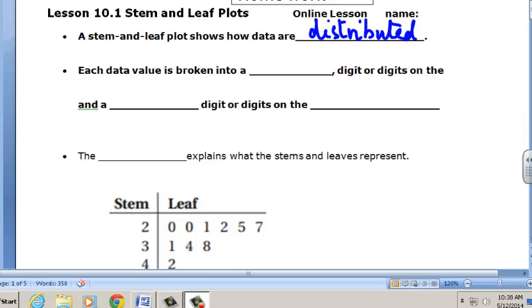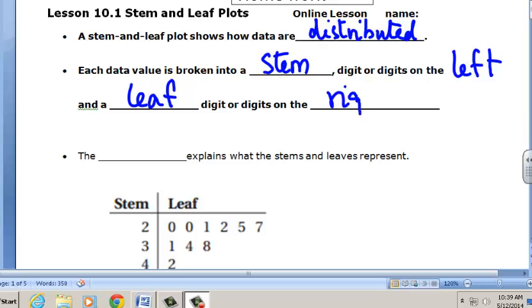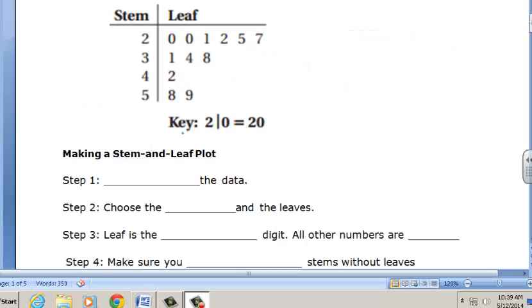Each data value is broken into a stem, which is the digit or digits on the left, and the leaf, which are the digits on the right. Now the key, this is the most important part. The key explains what the stem and leaves represent. So let's take a look at the stem and leaf plot and see what it means.